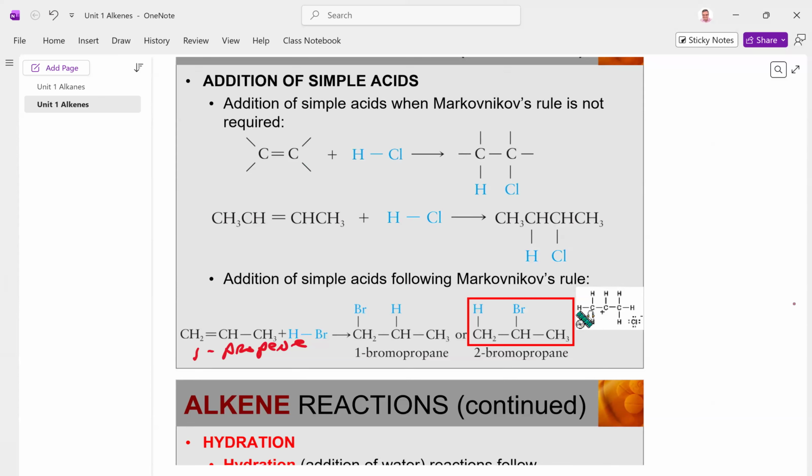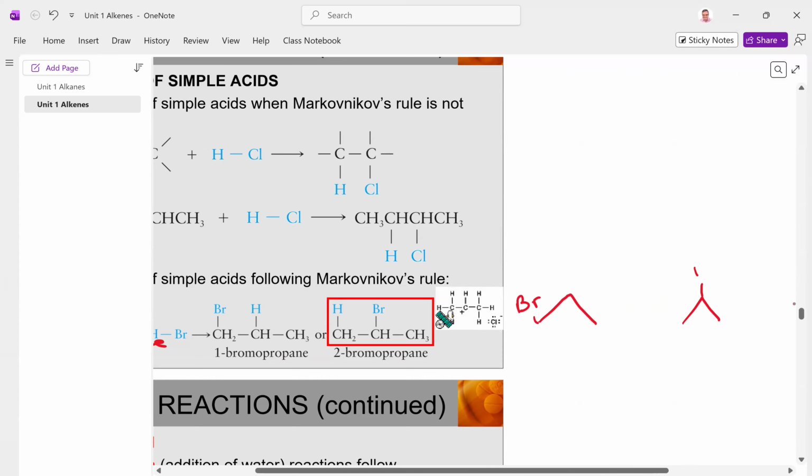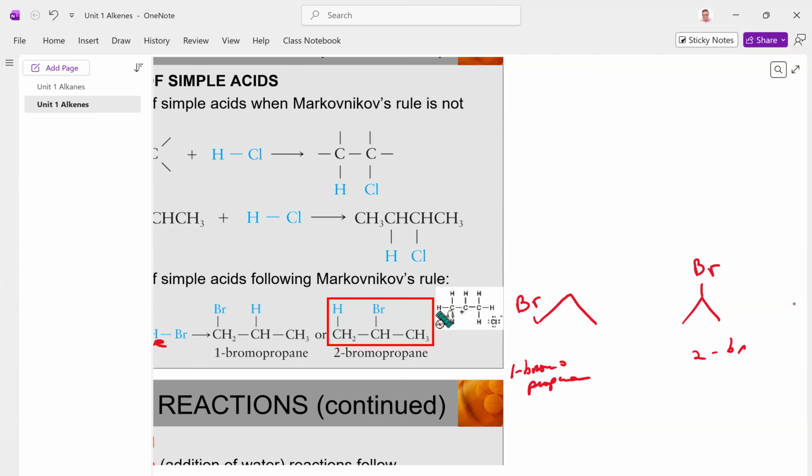50-50. That's why we end up with this guy here and this guy here. So let's analyze why the red box is around the second one. Okay, so this is going to be 1-bromopropane, 2-bromopropane.